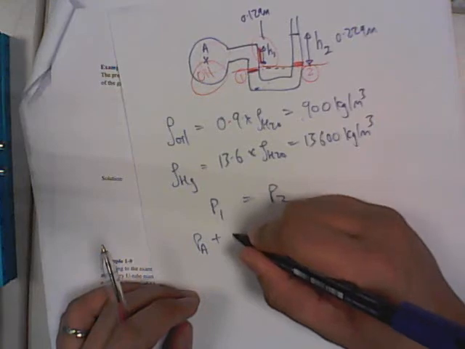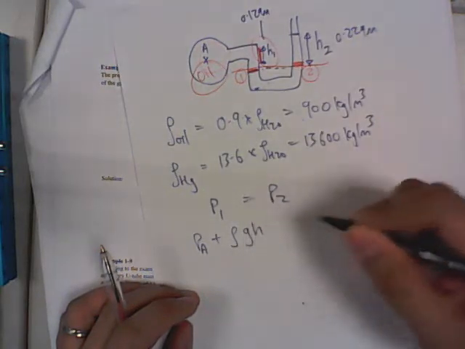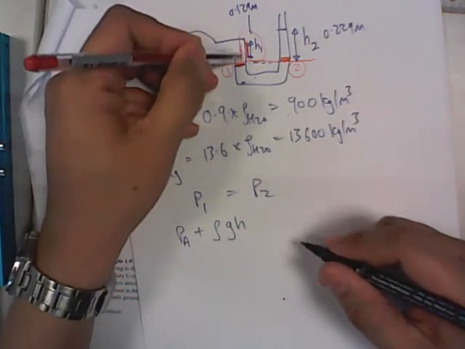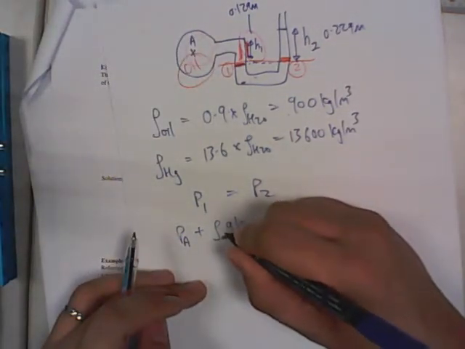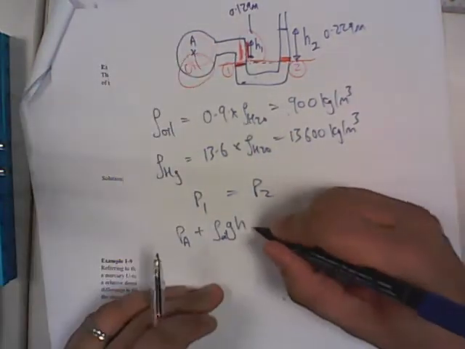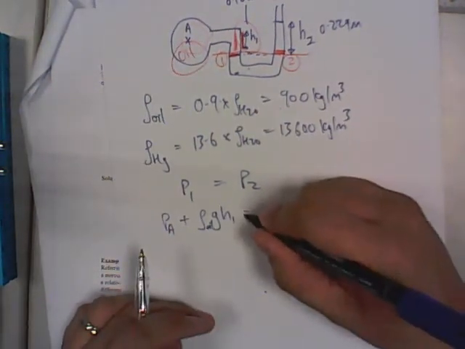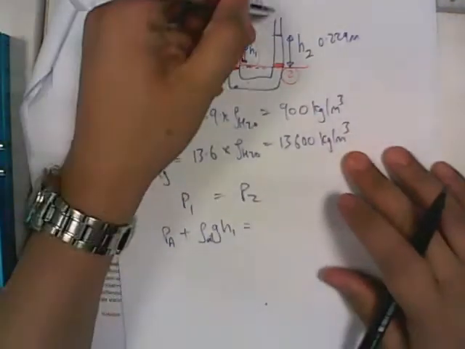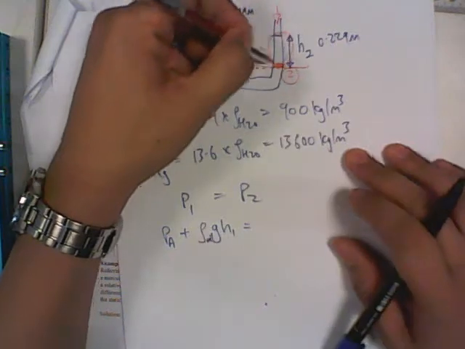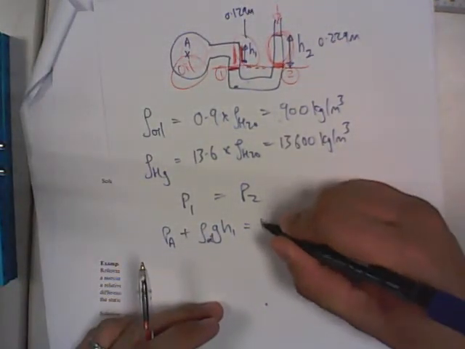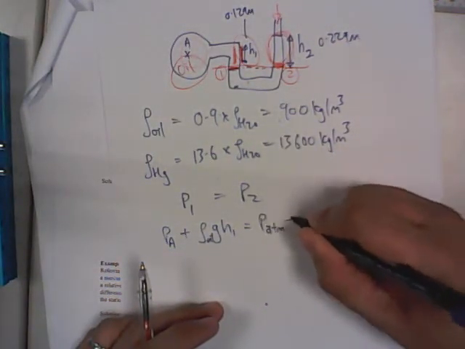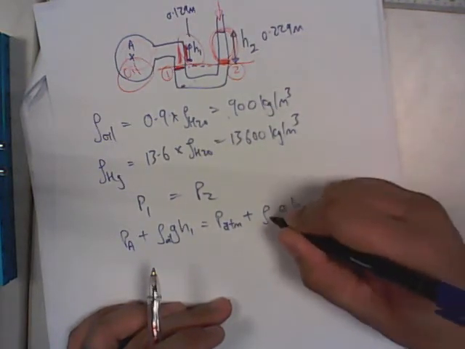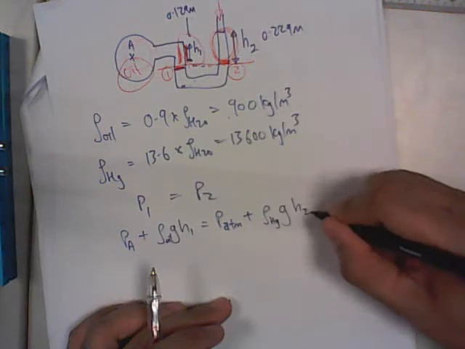What is the height contribution like? It is like rho GH, right? But what rho? This column is a column of oil, so it is rho oil. How high is this H? H1. How about P2? P2 is literally the atmospheric pressure plus the contribution of this mercury column. Okay, so it is atmospheric pressure plus mercury column will give me mercury density and H2.